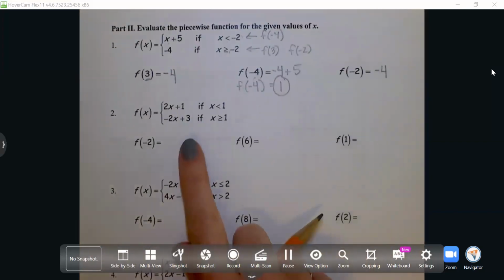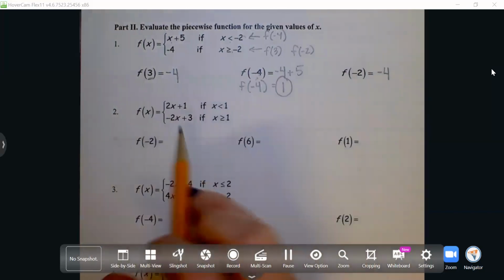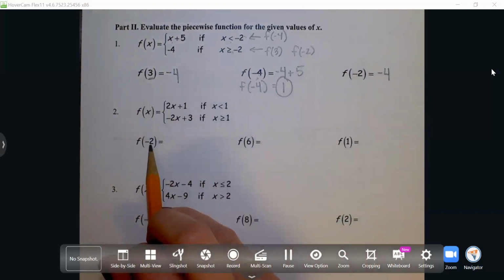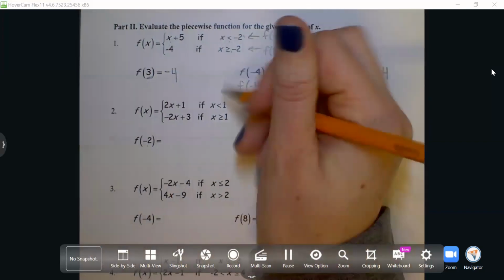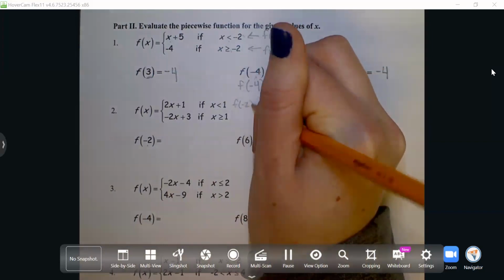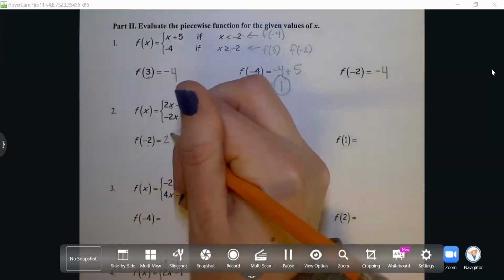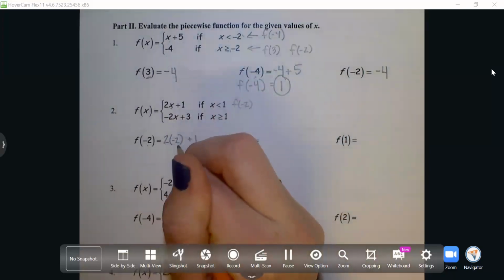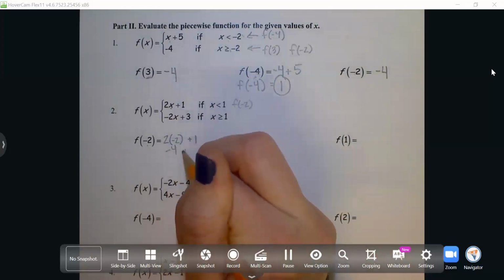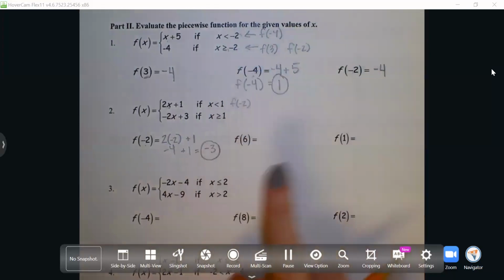If I were to go down to this next spot, the function that we actually just solved for, f of -2, is -2 less than 1 or greater than 1? It's less than. And so I'm going to plug -2 into x in that equation. 2 times -2 is -4, plus 1 is -3.